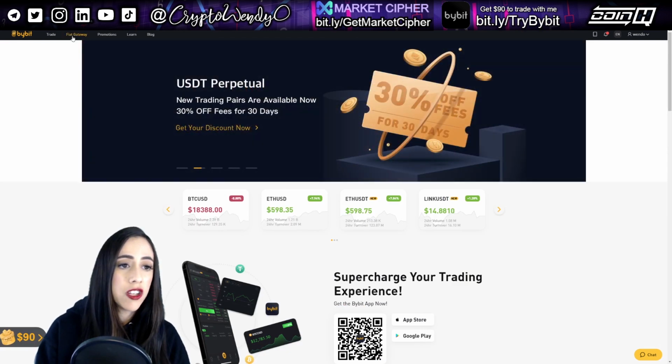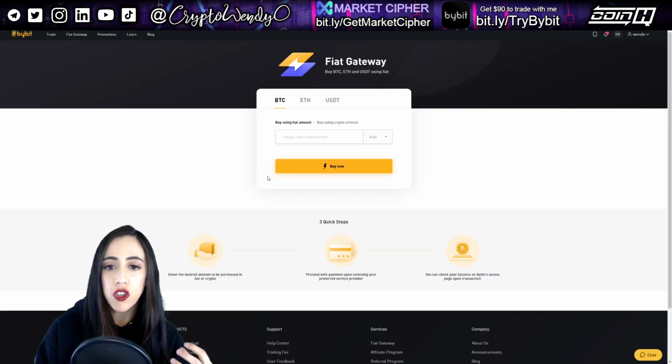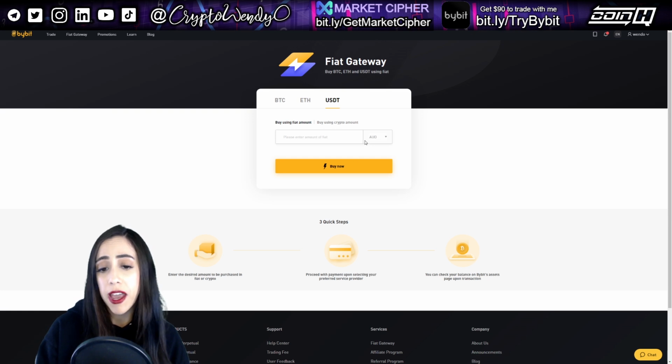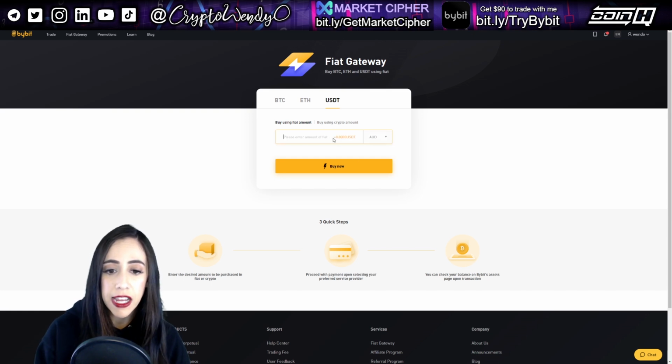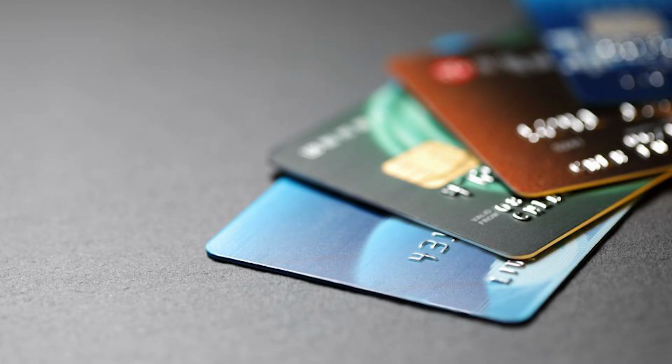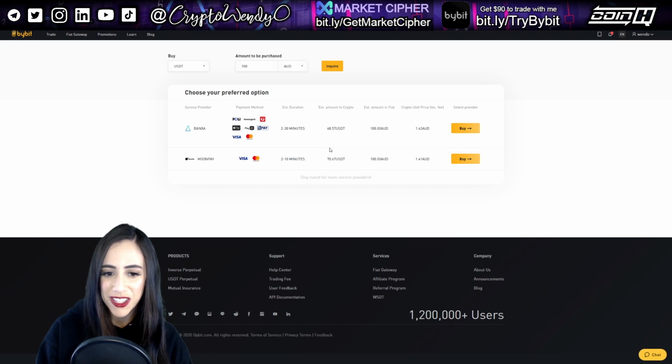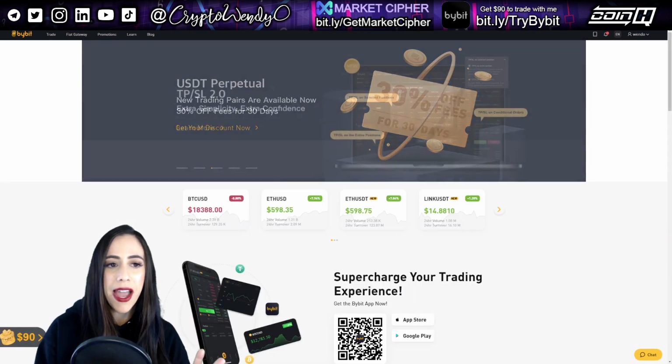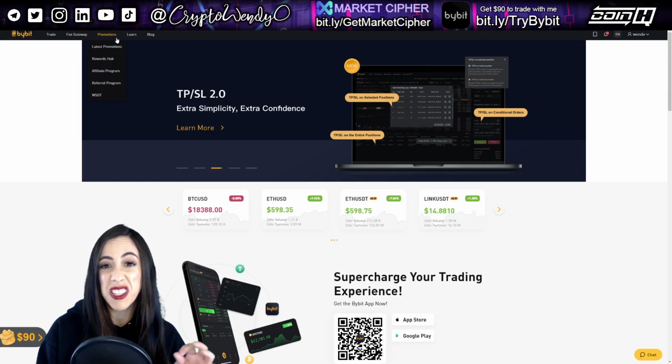Back over here, let's talk about the fiat gateway that they have available. So you can actually buy using a fiat amount, by using any cryptocurrency. So Bitcoin, Ethereum, and USDT, and you can go ahead and purchase here. You would enter the amount of fiat that you want to purchase, click buy now, and it's going to tell you how much it would be. Let's just do AUSD. It'll take you to this page here, and you can actually purchase with your credit card, which is really, really cool. Again, be very, very careful when doing this, you guys. Be very careful when margin trading. Back to this page over here. So they have the fiat gateway, which makes it really, really easy.